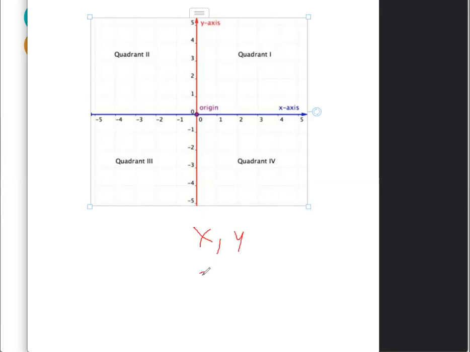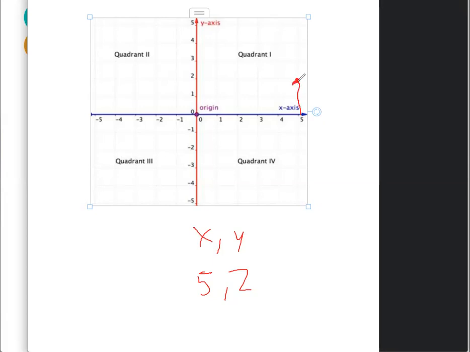So for example, if they give us 5 and 2, let's say. Okay, so I'm going to start at my origin right here. I'm going to move over 5 to the right. So if it's positive, it's going to the right. And then from here, I'm going to go up 2. So this would be my point right there in my graph.